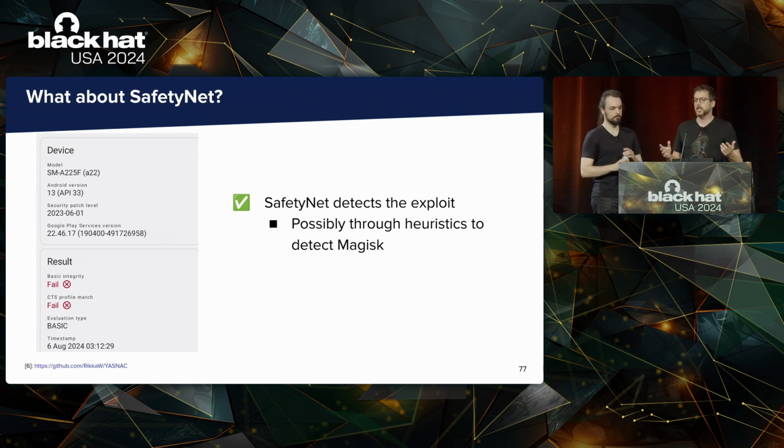So SafetyNet is a research topic on its own. There are too many things to say regarding SafetyNet, so it's not something we will cover today. But it is known that it has heuristics to detect some famous rooting frameworks, such as Magisk, which we used in our exploit. So it's maybe the thing that was detected here, but it's still unclear precisely what was detected.